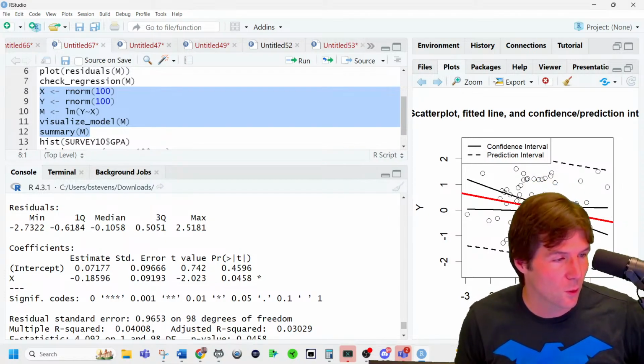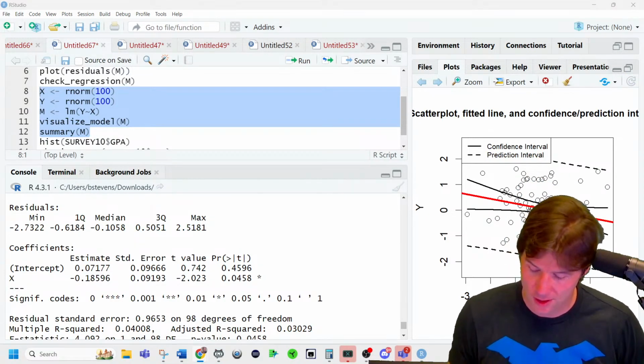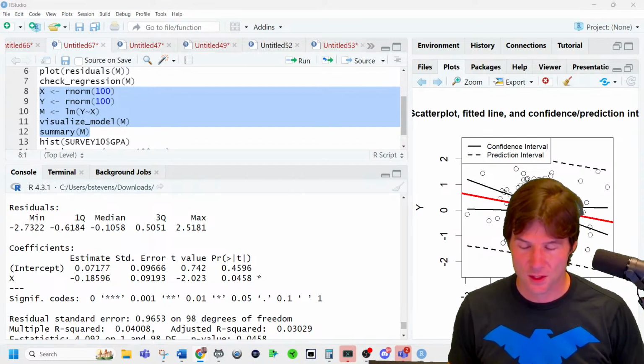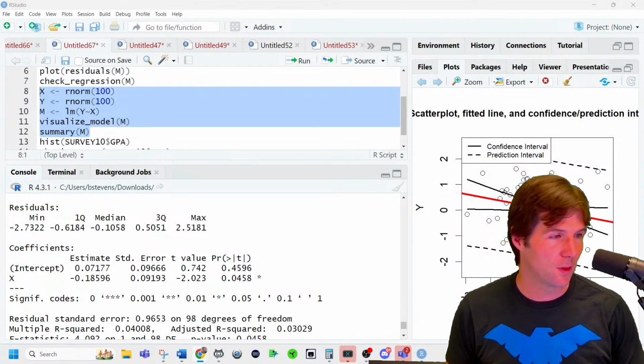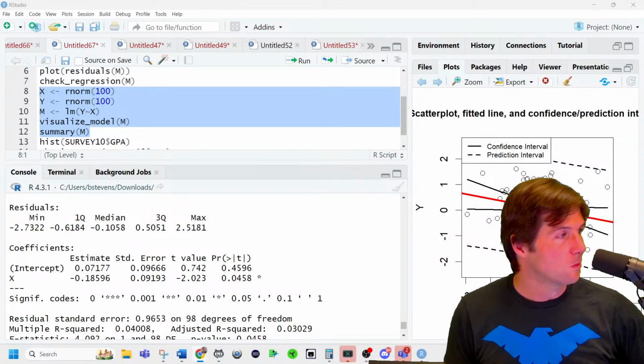Okay, conditions for sampling models. I'm going to also have to make the video here. What are the conditions to do the sampling model of the sample proportion?